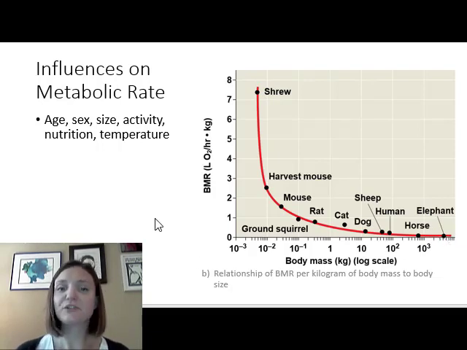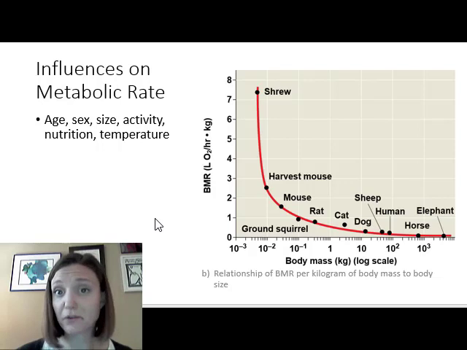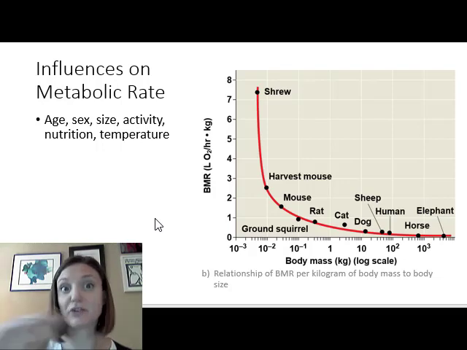Okay, so size in endotherms is one of the biggest things that determines their basal metabolic rate, because the smaller you are, like we talked about earlier with the cells, the more surface area you have compared to your volume. And so the more surface area you have, the more energy, more heat you're going to be losing to the environment. You're going to be losing a greater amount of heat to the environment the smaller you are, because you have a greater surface area compared to your internal volume.